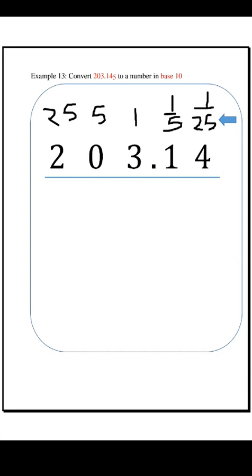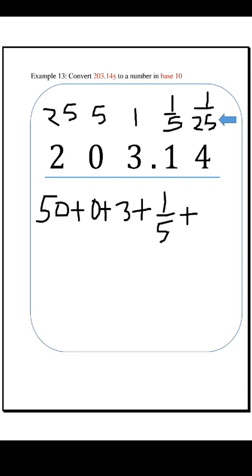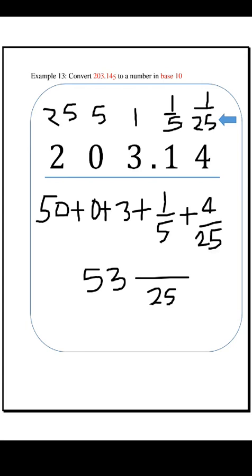So now let's multiply. 25 times 2, that is 50. Plus 5 times 0, 0. 1 times 3, 3. Plus 1 over 5 times 1, 1 over 5. 4 times 1 over 25, 4 over 25. So when we add it up, we get 53 whole number. Let's do the addition of the fraction first. 25 divided by 5, that's 5. 5 times 1, 5. 25 divided by 25, that is 1. 1 times 4, 4. So our answer is 53 whole number, 9 over 25.